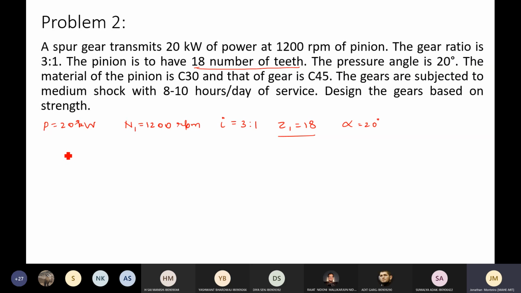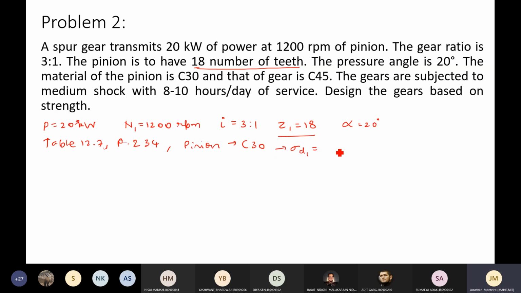Yeah, table 12.7, page 234. It says pinion material is C30. Of course, when it is C30 or 45, it all means steel itself. So what about C30 steel? In C30 there is only one type given, so heat treated. We'll directly take that, not an issue.